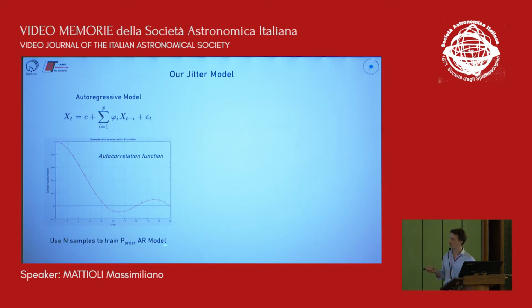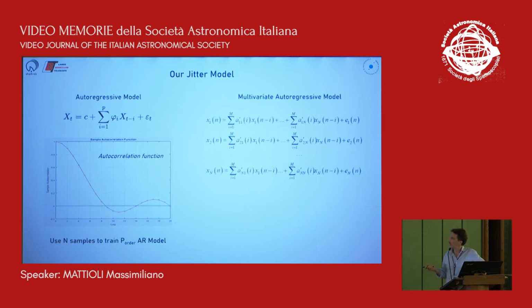How do we do that? We use a certain amount of samples to train the algorithm, and then we apply a linear combination of the previous states to have the forecast for the next step. We went a little bit further. We use a multivariate autoregressive model, which can take into account also the cross correlation between the x and y axis.